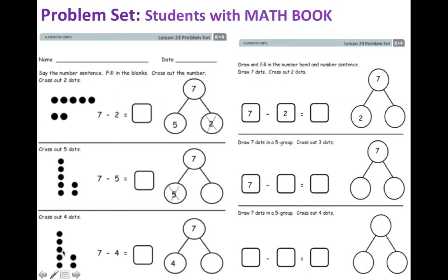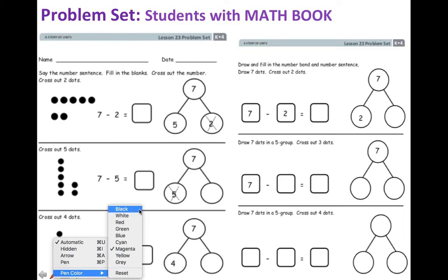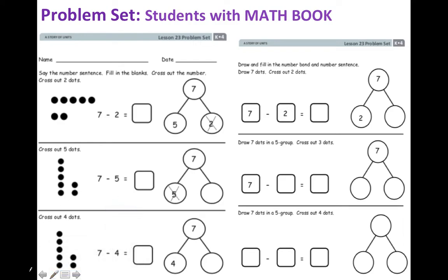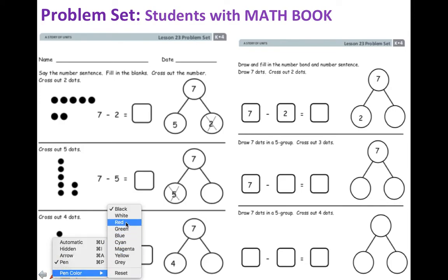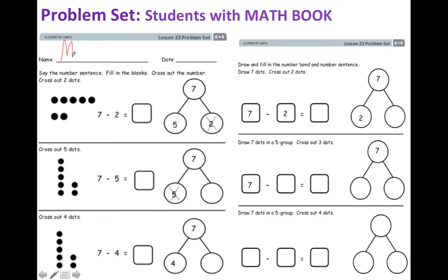So let's do our problem set together. Let me change the color to red, and I'm going to put my name. Remember to put your name and date on both papers. I believe today is 27, so I'm going to put 4-27-2020. Make sure you put the date on both.